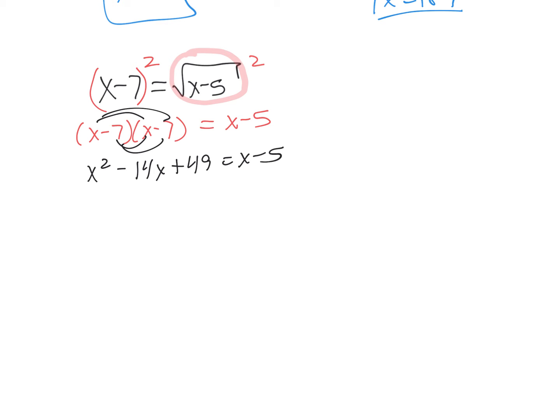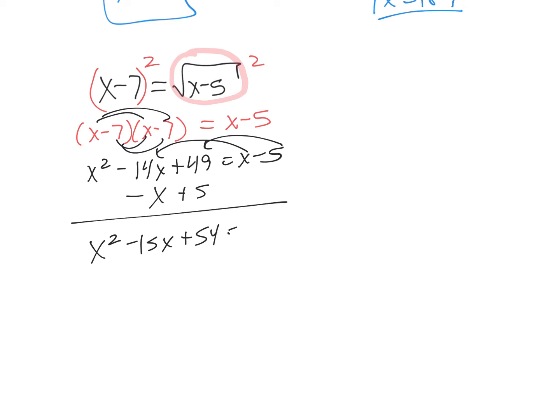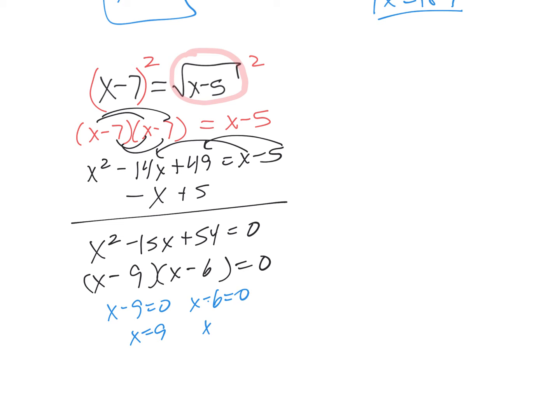We're distributing all that. Now I have a trinomial, so I'm going to move all of this over because I want to set it equal to 0. So I'm going to subtract x and add my 5. And I get x squared minus 15x plus 54 equals 0. Trinomial turns into 2 binomials. Guess what? Factoring came back up. So we have negative 9 and negative 6. We're going to set our binomials equal to 0. So x minus 9 gives x equals 9, and x minus 6 gives x equals 6.